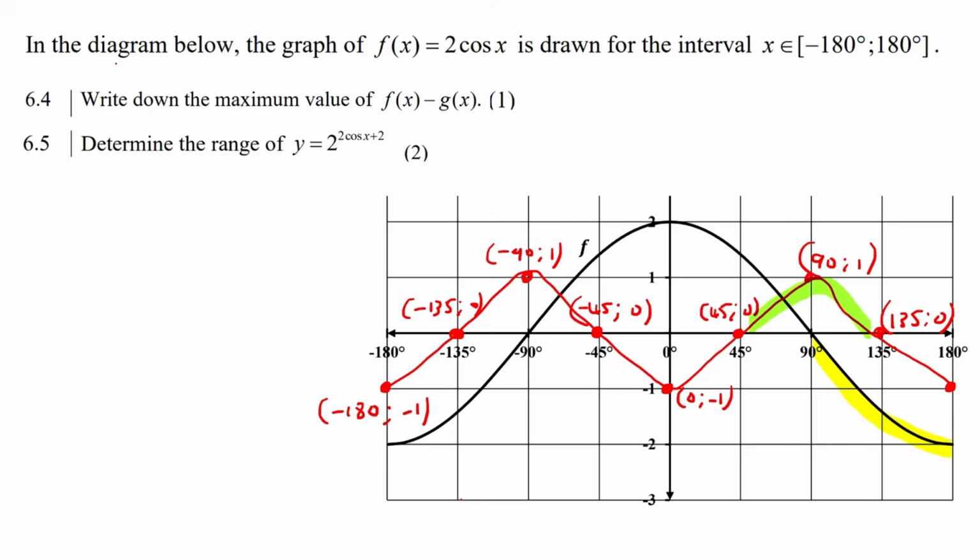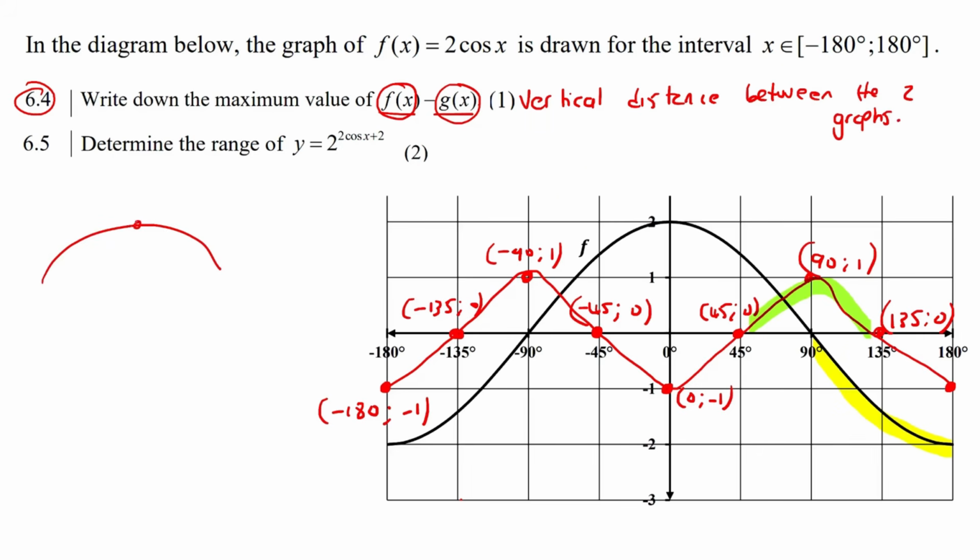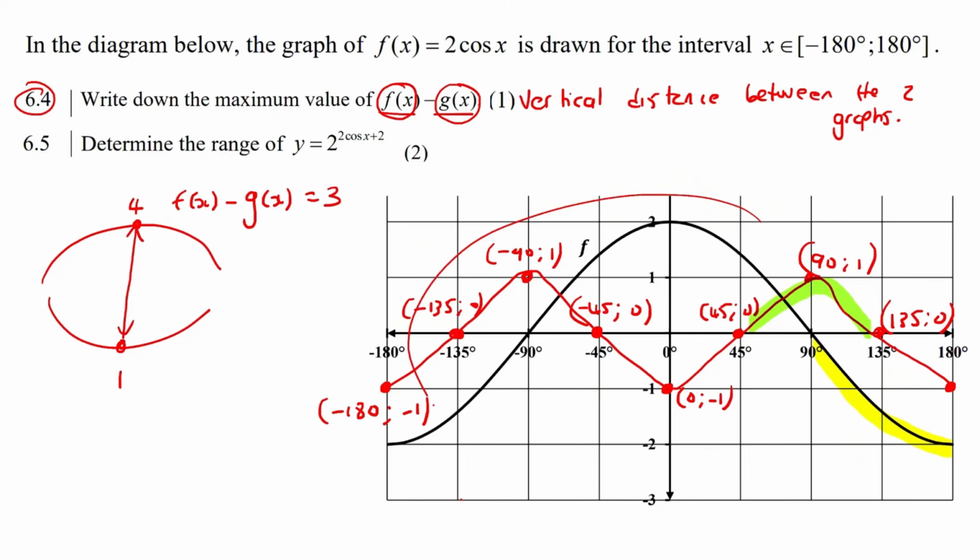Now, with these two last questions, this one says, write down the maximum value of f(x) minus g(x). What you need to understand about f(x) minus g(x) is it's taking the y value of f minus the y value of g, so what it actually is, is the vertical distance between the two graphs. So for example, if f of x is over here and it has a y value of 4, and g of x is here and it has a y value of 1, then if you minus them, we want to look on this graph, where do we see the maximum vertical distance? And if you look carefully, it's going to be here. Okay, that is the maximum vertical distance.